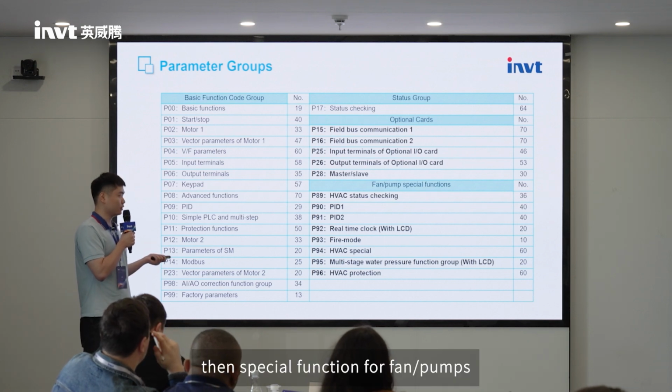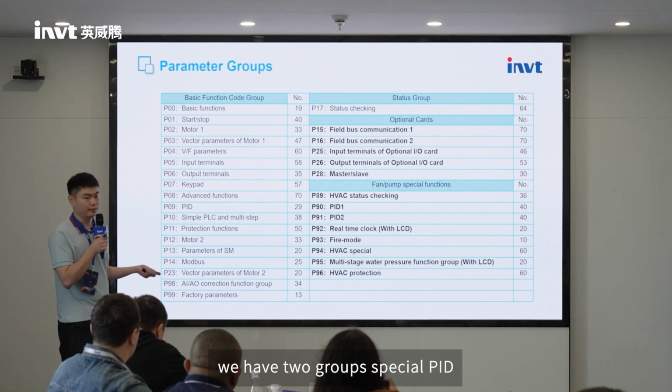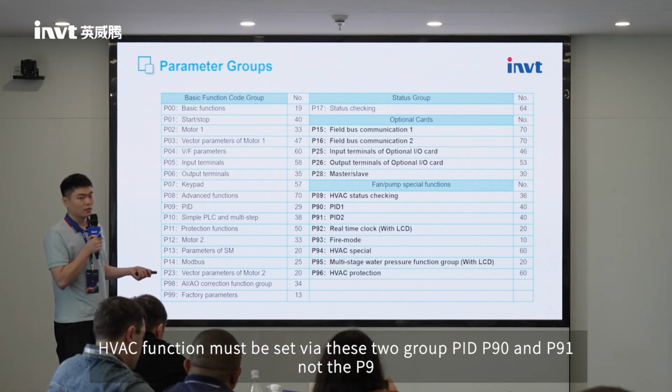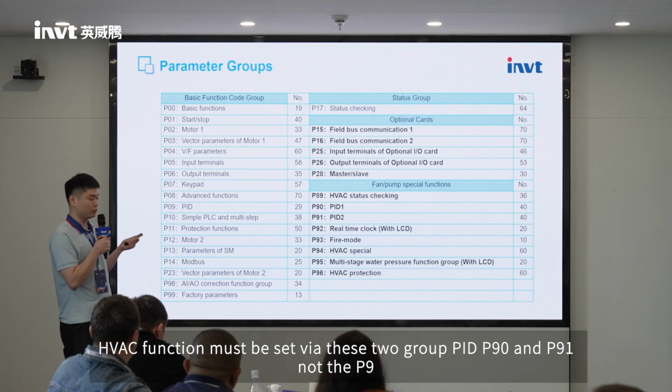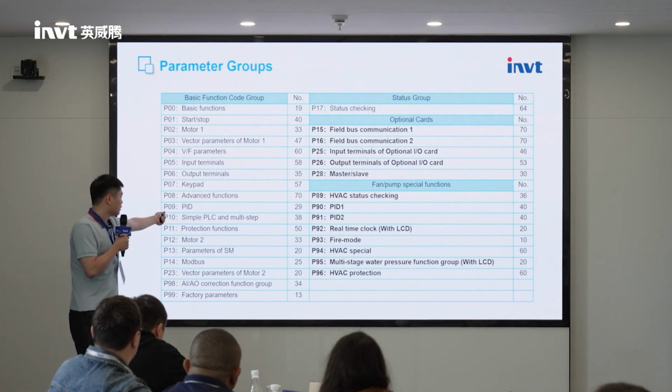Then the special function, fan and pumps. We have 2 groups of PIDs. The HVAC sound function must be set with these 2 group PID, P19 and P91, not the P9.